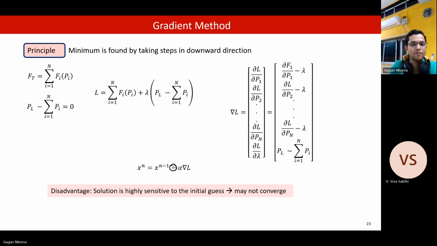Okay. The problem in this gradient method is this alpha. The choice of alpha, some choices of alpha may even result in divergence of this method. The solution may not even converge. It is also highly sensitive to the initial guess.